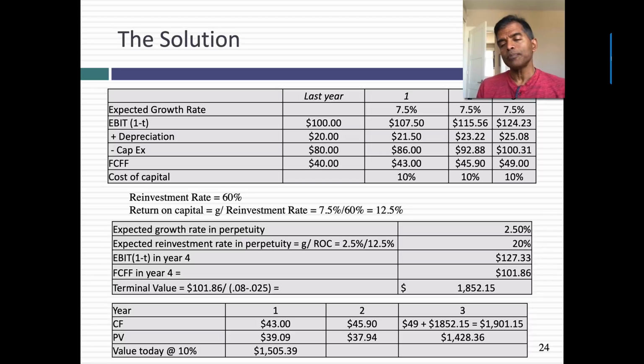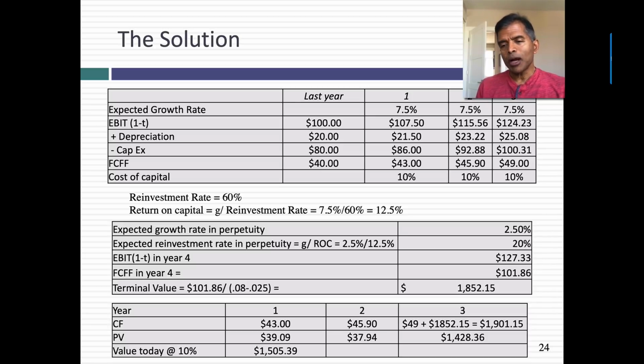My growth drops to 2.5%. So that's the bad news. But the good news is, if my return on capital is 12.5%, and I'm now growing at 2.5%, I need to reinvest only 20%. So to get my free cash flow in year 4, here's what I do.